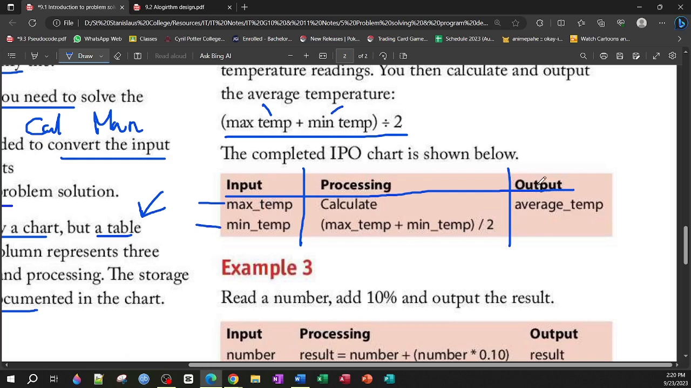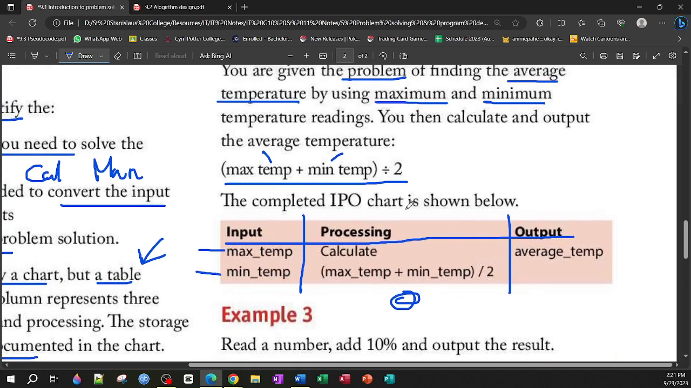Now, what should we output? The average temperature. So we input 2 values, we have our calculation going on here, and then we have the output of that result, the average temperature. Are you guys clear in this example?